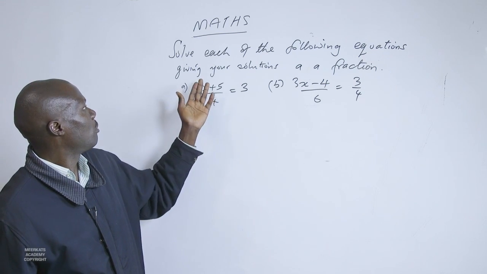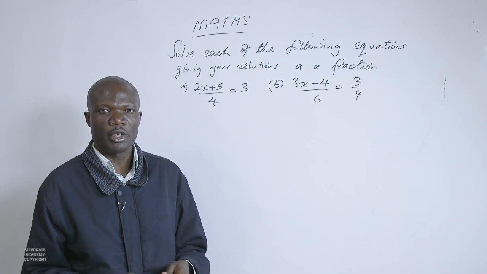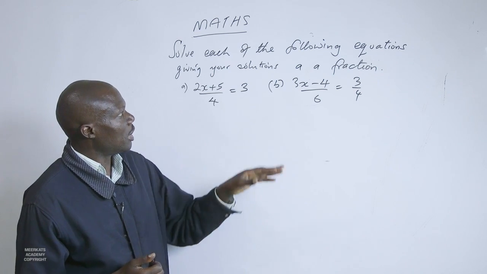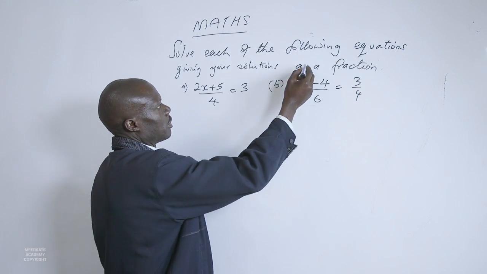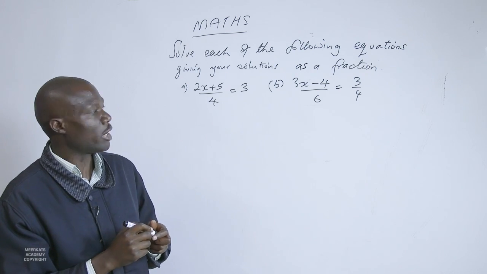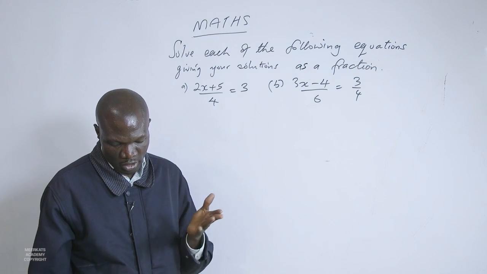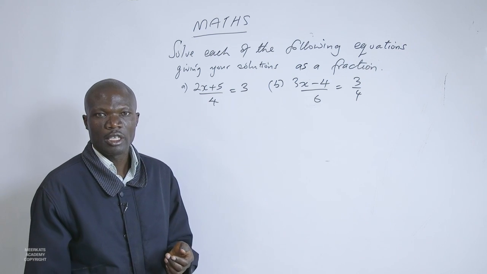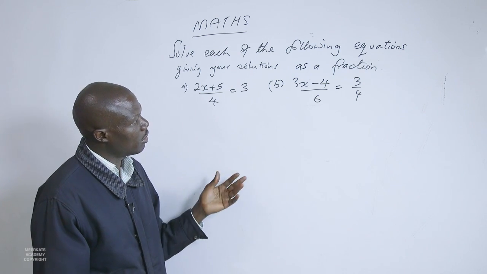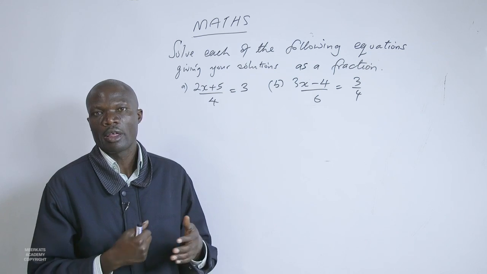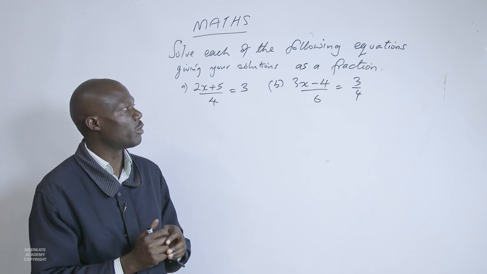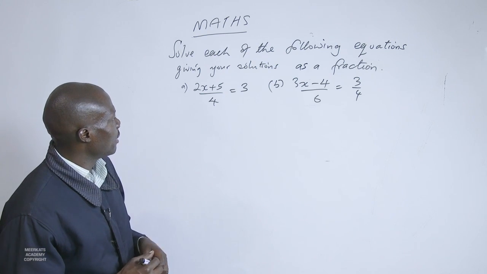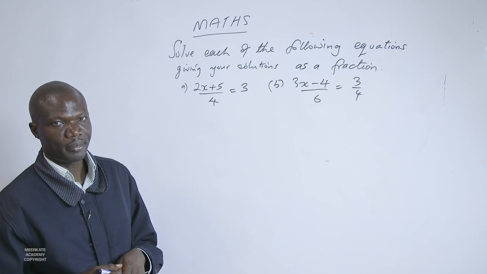So here we have to solve the following equations, giving your solutions as a fraction. The first one is (2x + 5) over 4 equals 3, and (3x - 4) over 6 equals 3 over 4. So let's look at the first one and see how to approach it.